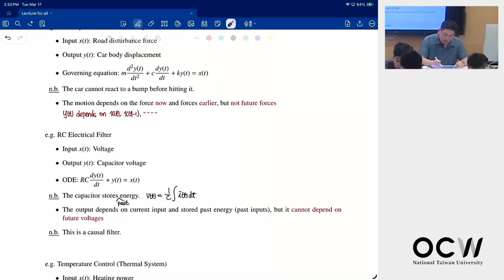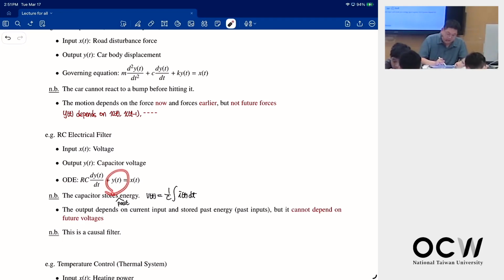And then the output depends on the current input and also the store of past energy. Well, these are the past inputs, but they cannot depend on future inputs, future voltage. So for this filter, it is a causal filter.